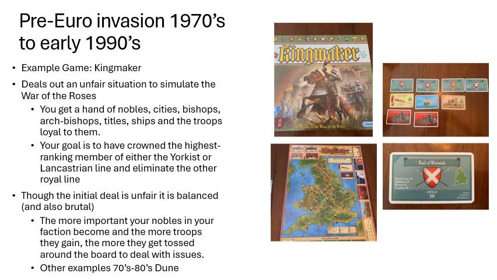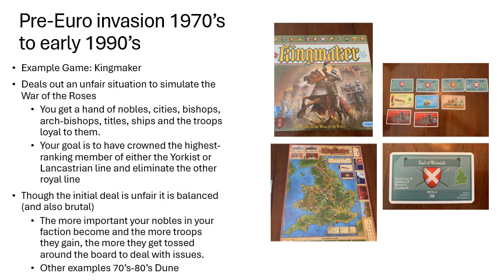Here I've labeled the 1970s to the 1990s as what I'm calling here the pre-Euro invasion. Some people affectionately, I think, and some people derogatorily refer to these games as Ameritrash because they took place before European games came over to the US, even though a lot of these games are actually written in Britain. But I think there's a lot of value in these games. And my example game that I'm going to talk about here is called Kingmaker. It's a board game where you fight out the War of the Roses. What's pictured here is the new version that just came out last year. It's kind of my family game.